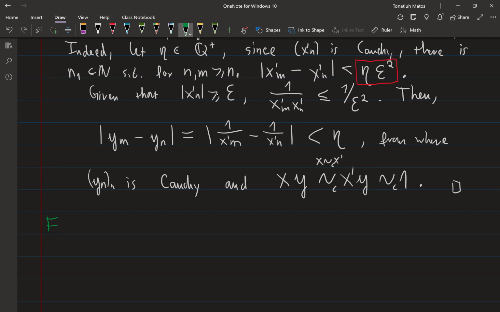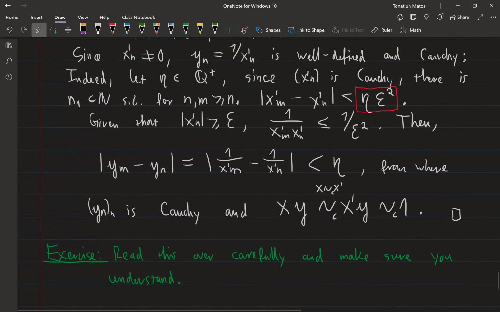So this is the full proof, but an exercise would be to read this over carefully and make sure you understand it. Like I said, there's a bit of a conceptual jump here. So if it's the first time you're looking at these things, we defined everything in this lecture, right? So it's a bit overwhelming. So my suggestion is look at these notes, look them over.